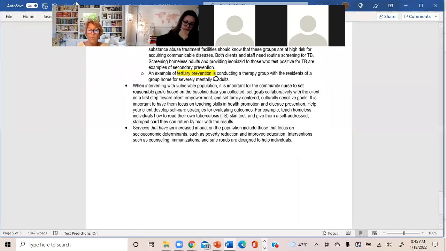And then when intervening with the vulnerable populations, it's important for the community nurse to set reasonable goals based on what you collect. We set goals collaboratively with the client, right? Because we want to try and empower them. We have to be culturally sensitive. It's important to have our clients focused on teaching, health promotion, disease prevention, self-care. For example, teach homeless individuals how to read their own TB skin test. Give them a self-addressed stamp card and they can return it by mail with the results.